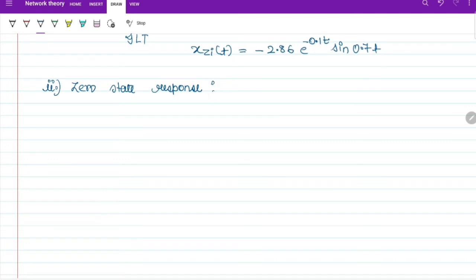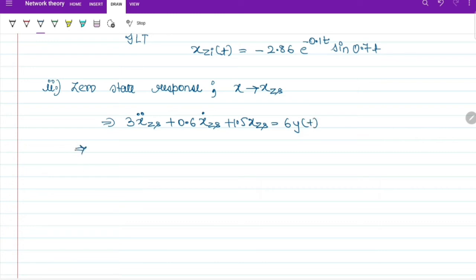Here we will write x of zs, the zero state, instead of x. So this equation will be 3 x double dash of zs plus 0.6 x dash of zs plus 1.5 x zs is equal to 6 y of t, right.